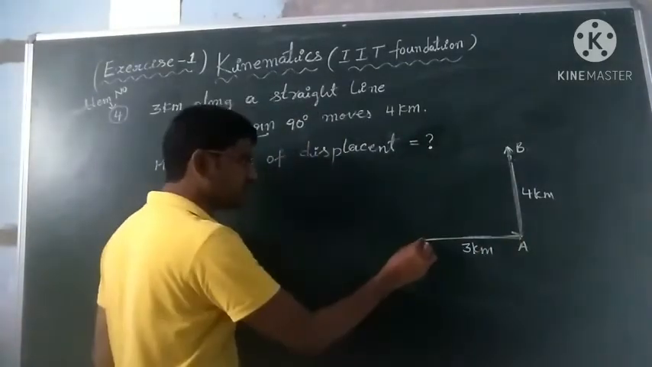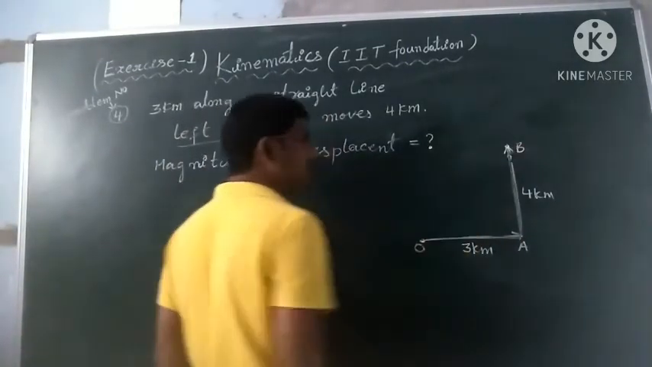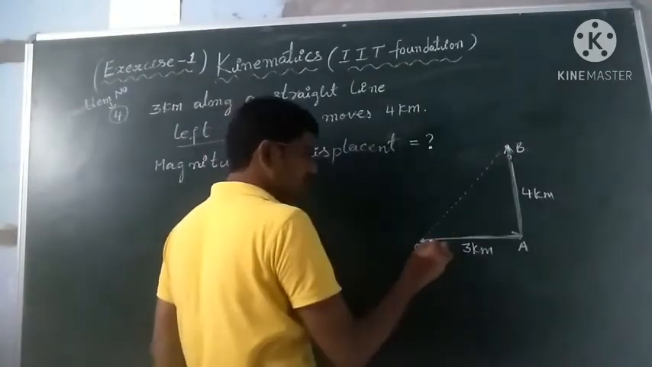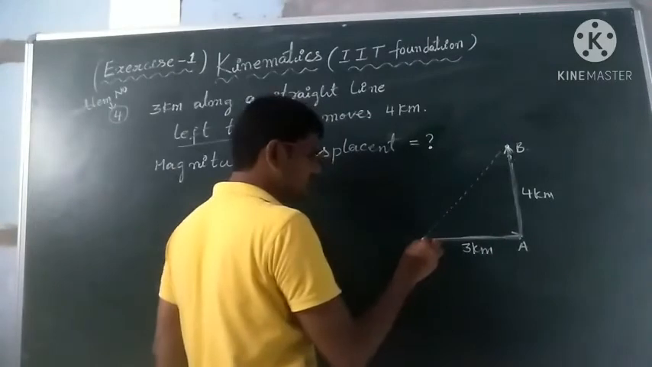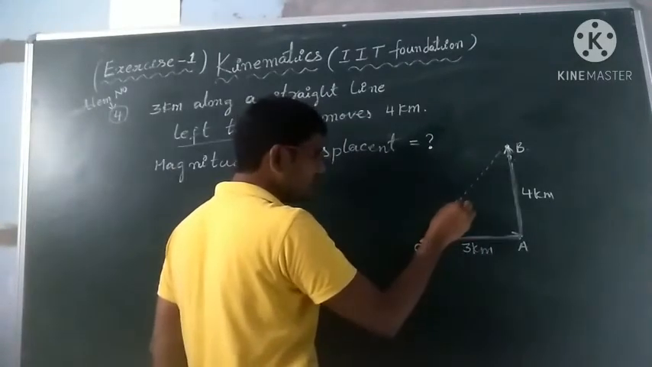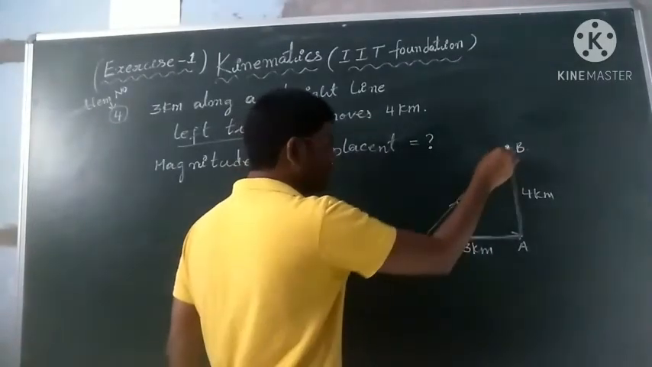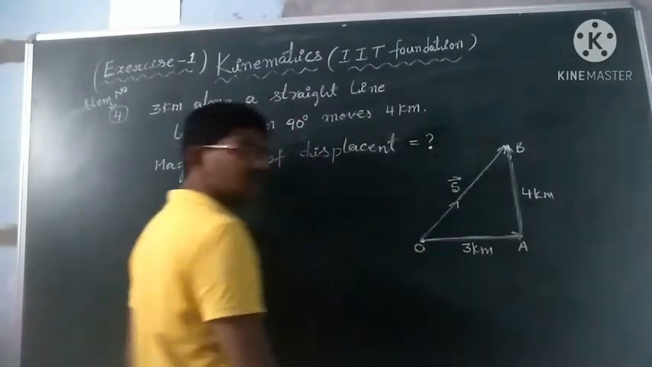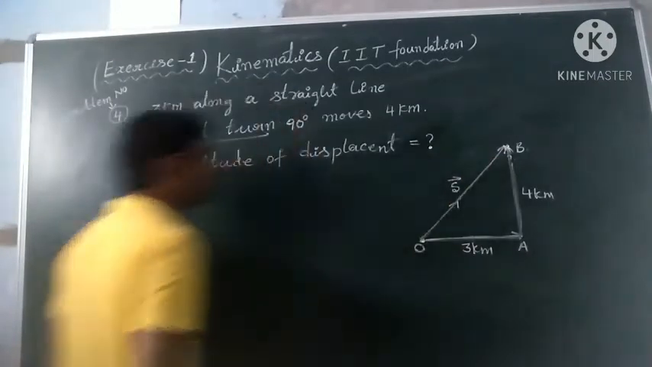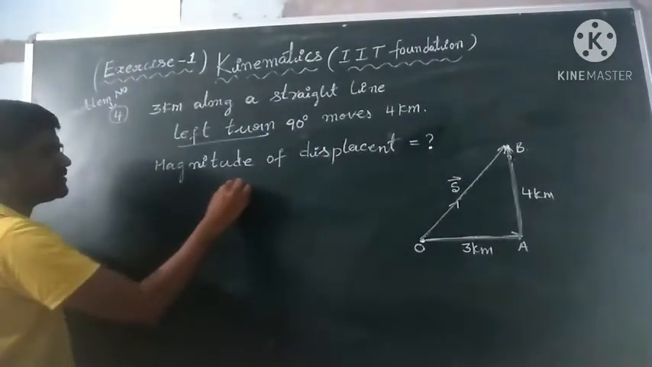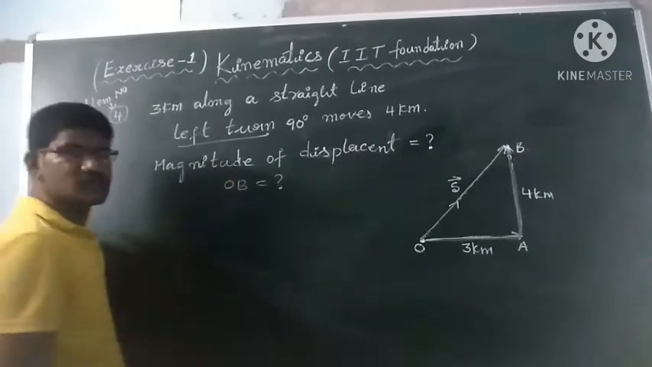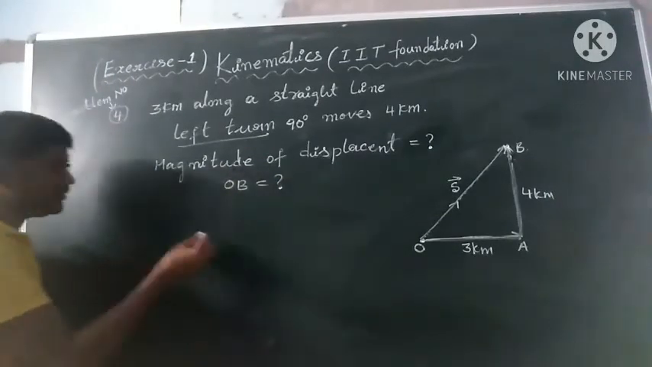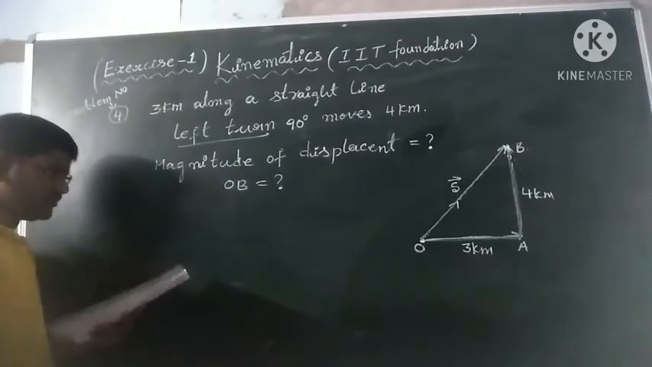But displacement means what? Initial point and final point. Irrespective of the path followed by the man, just join the initial position to the final position. This will become the displacement. Its magnitude we want. Magnitude of displacement means our question mark is OB. Now by Pythagoras theorem we will write.